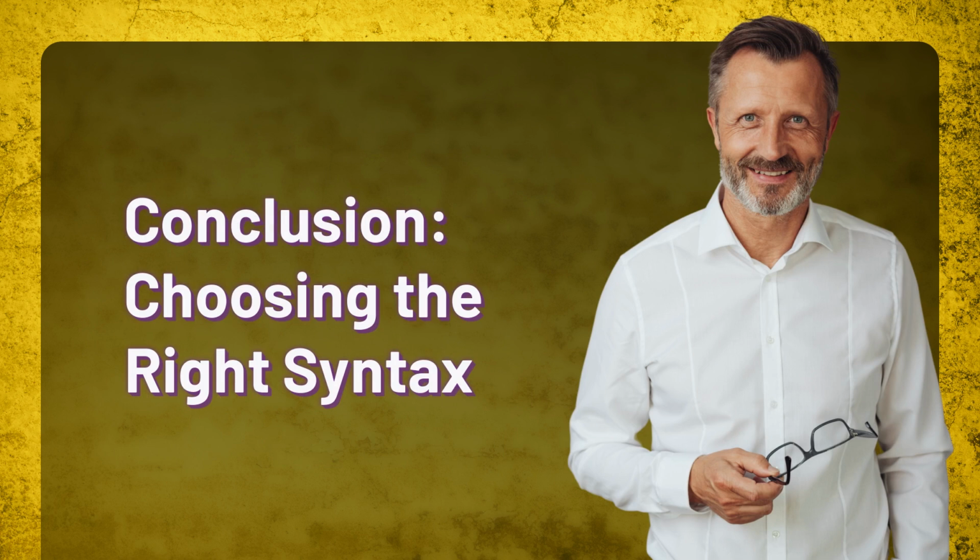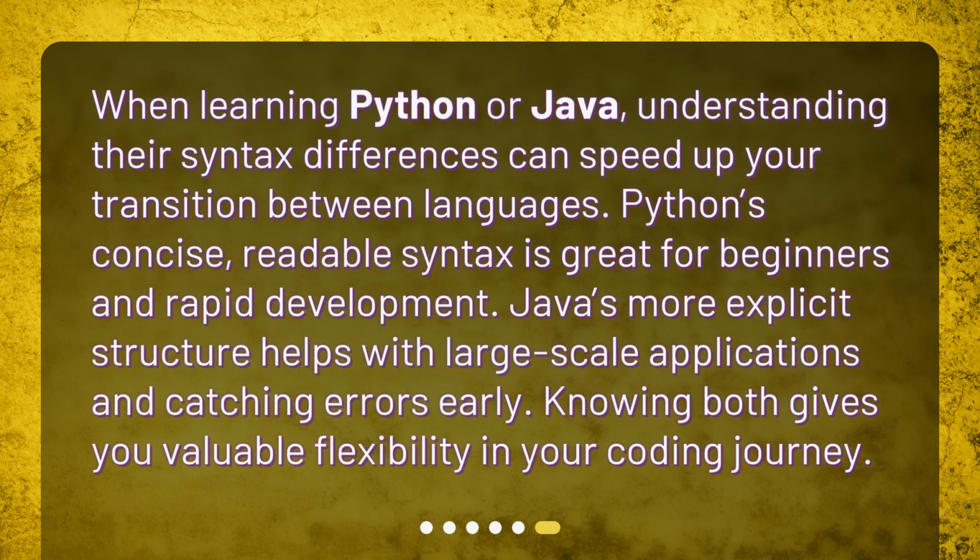Conclusion: choosing the right syntax. When learning Python or Java, understanding their syntax differences can speed up your transition between languages. Python's concise, readable syntax is great for beginners and rapid development. Java's more explicit structure helps with large-scale applications and catching errors early. Knowing both gives you valuable flexibility in your coding journey.